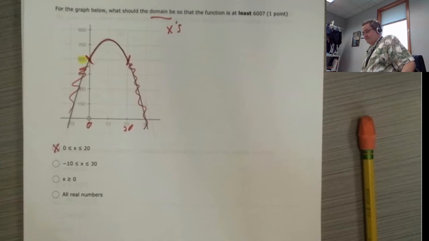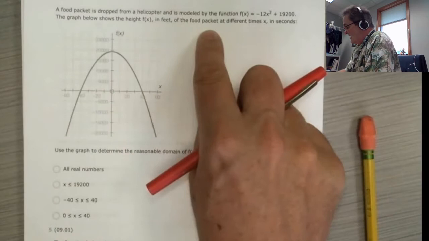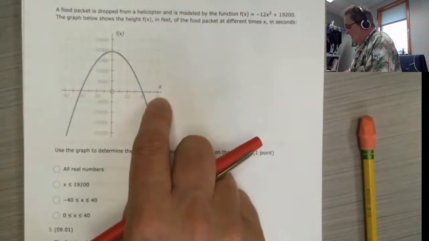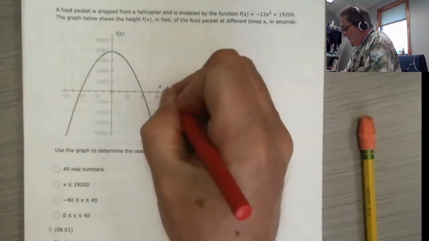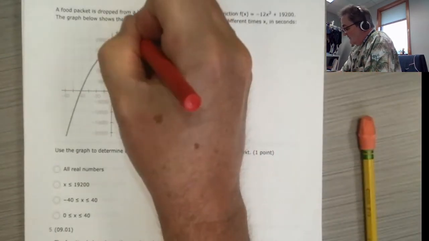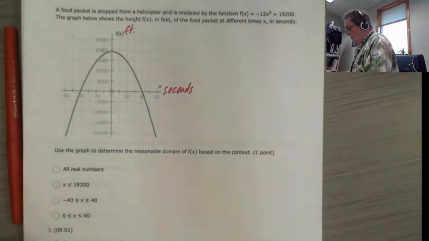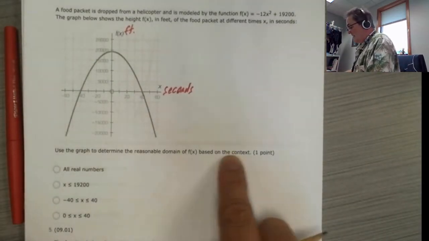Number 4. A food package dropped from a helicopter and is modeled by the function f of x equals negative 12x squared plus 19,200. This shows the height, the y, in feet of the food packet at different times, x in seconds. So the x is seconds, and this is feet. Use the graph to determine the reasonable domain of f of x based on the context.